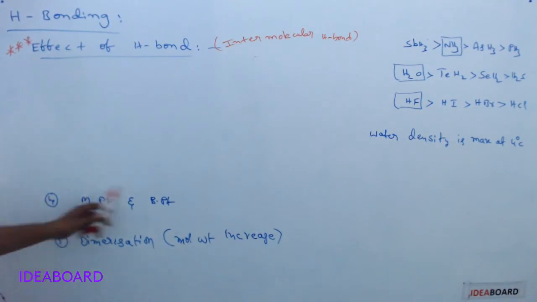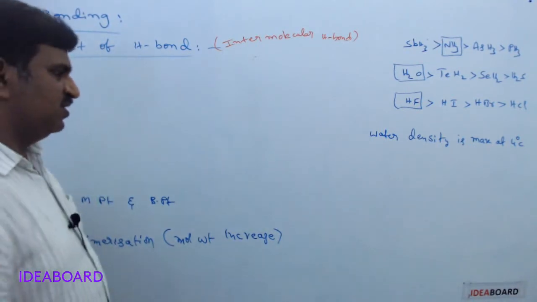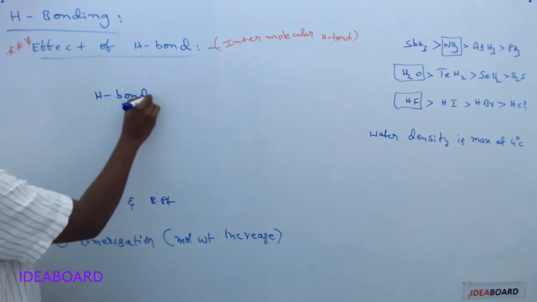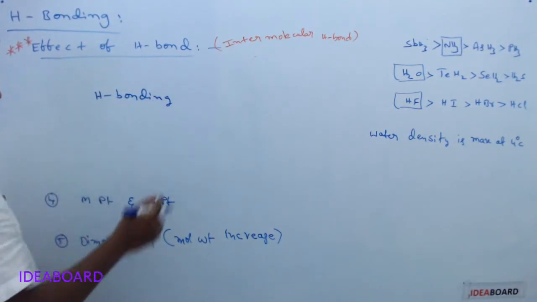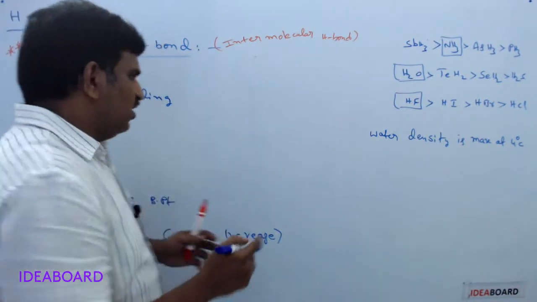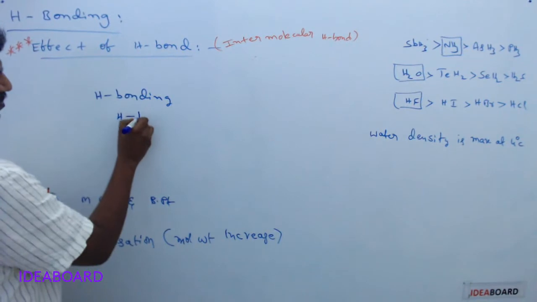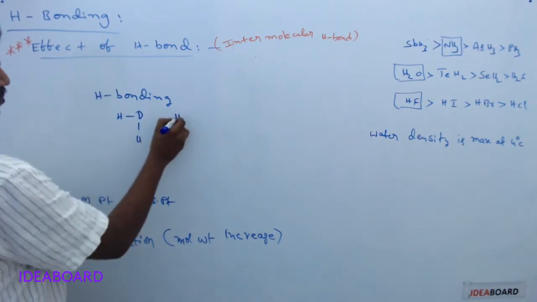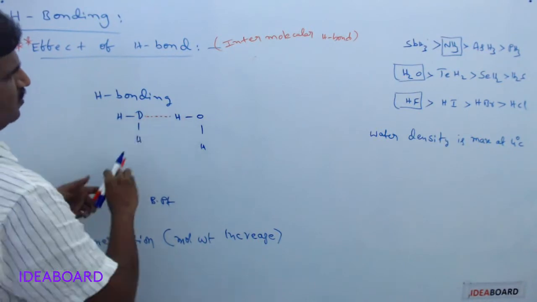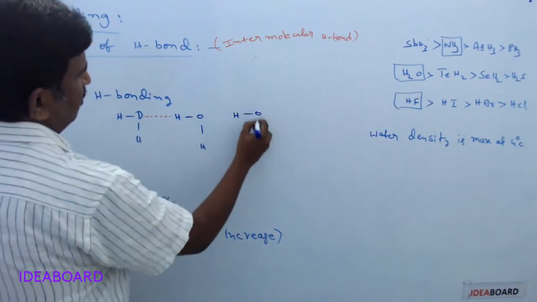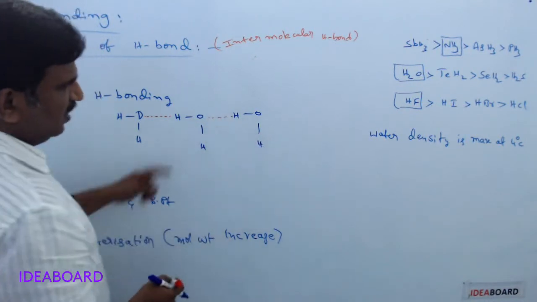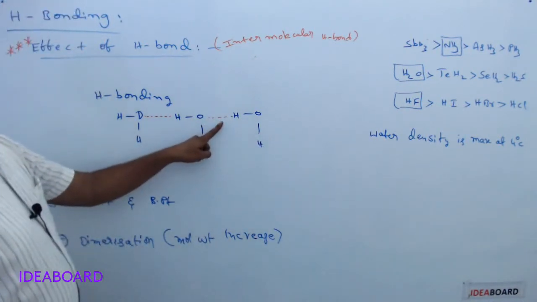Now see melting points and boiling points. Generally, because of hydrogen bonding there is more connection between the molecules. More connection means more bonding. Take H2O for example: there is a connection between these molecules. Already there is a normal covalent bond between oxygen and hydrogen. Along with that there is one more bond, that is the hydrogen bond.